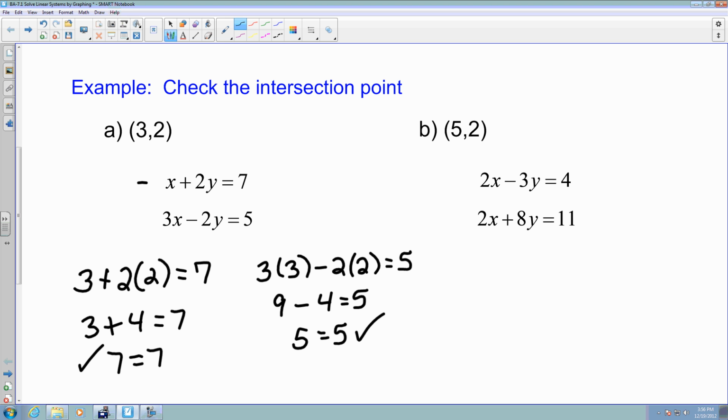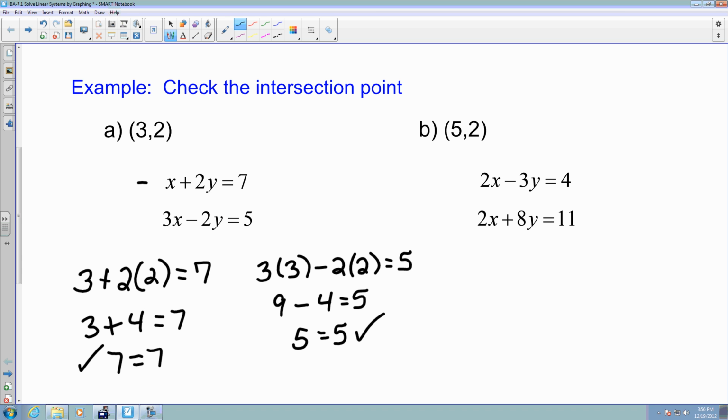That holds true. So the only way that we can determine that a coordinate is an intersection point is that it must hold true for both equations. It can't just be for one and not the other. If it holds true for one and not the other, it would be a false statement. It doesn't mean that they can't be lines. It just means that their intersection point is not the given one that is represented.